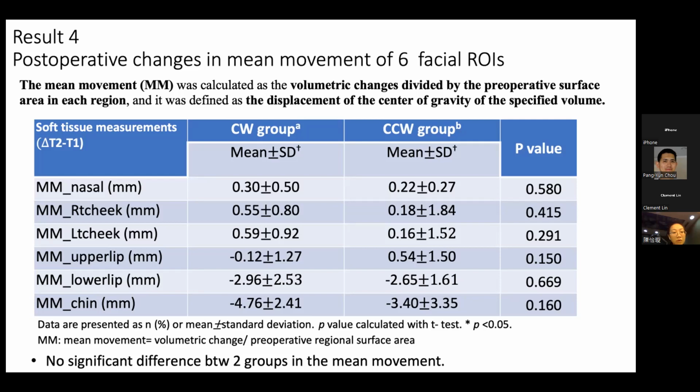However, although we found a significant volumetric decrease in the clockwise rotation group, we did not see a significantly greater chin region movement than in the counterclockwise group, so there was no significance between the two groups.